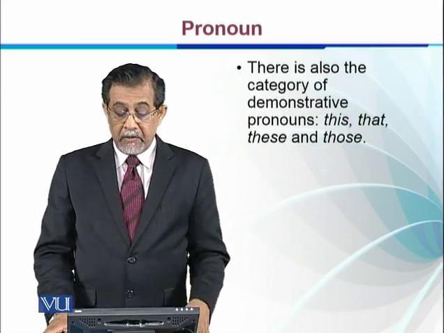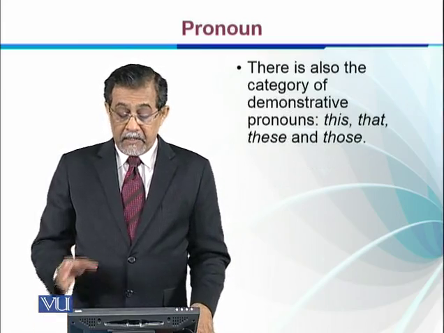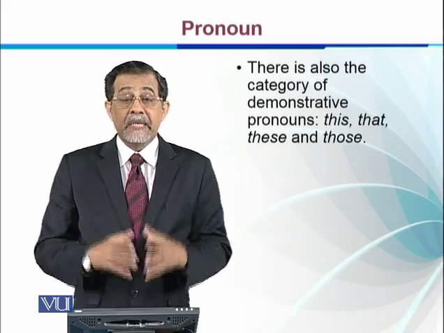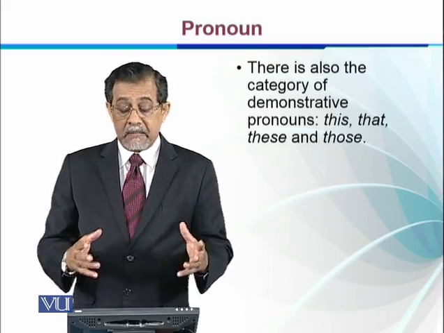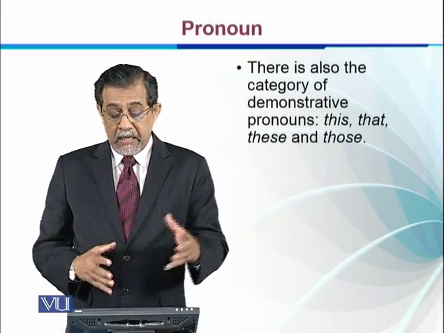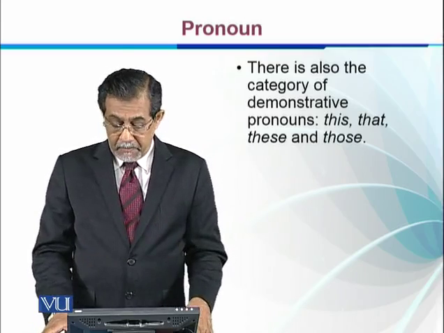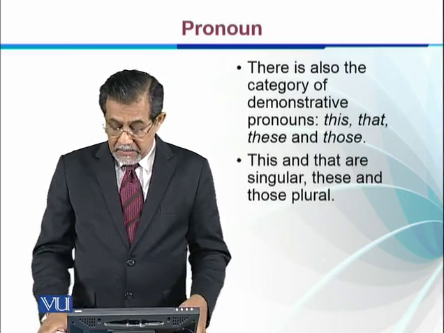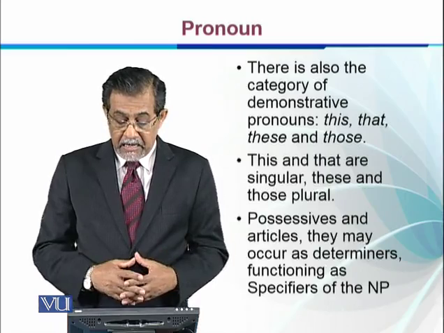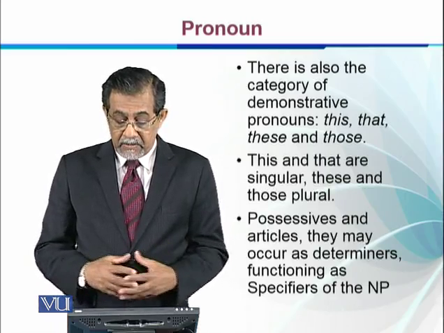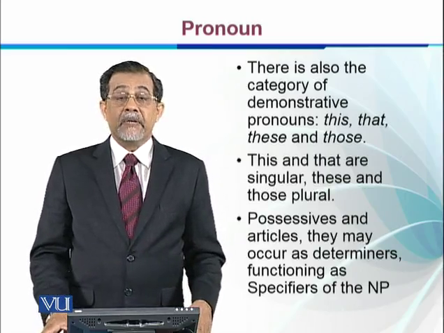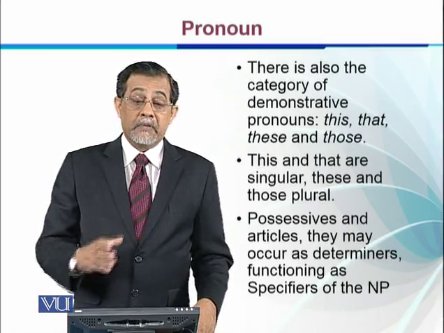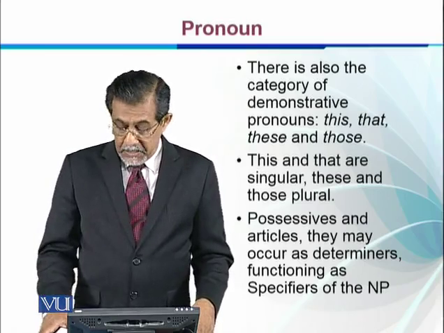There is also a category of demonstratives, right? This, that, these, and those. We know this and that are singular pronouns, and these and those are plural pronouns. They may also occur as determiners, functioning as specifier of the noun phrase. So we have already talked about which can be a specifier and which cannot be a specifier.